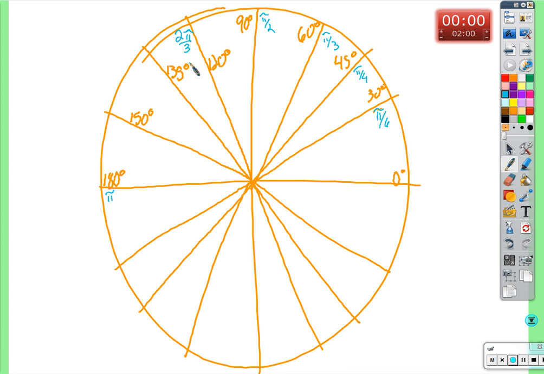Let's just go around by pi over 3s and mark them all up. Here's pi over 3, 2 pi over 3, 3 pi over 3, which simplifies to pi. Go to another pi over 3. Remember that's as big as 60 degrees. 4 pi over 3. So there's 4 pi over 3, 5 pi over 3, and 6 pi over 3, which simplifies down to 2 pi.